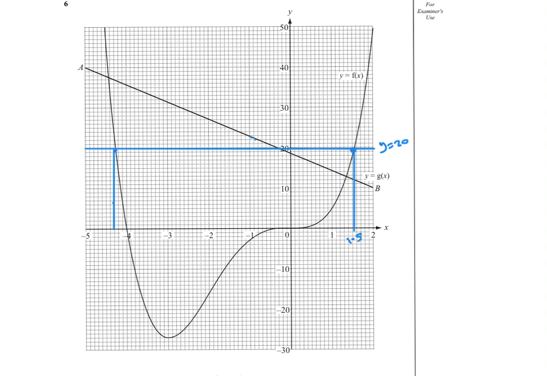The second one, negative 4.3. So 1.5 and negative 4.3.